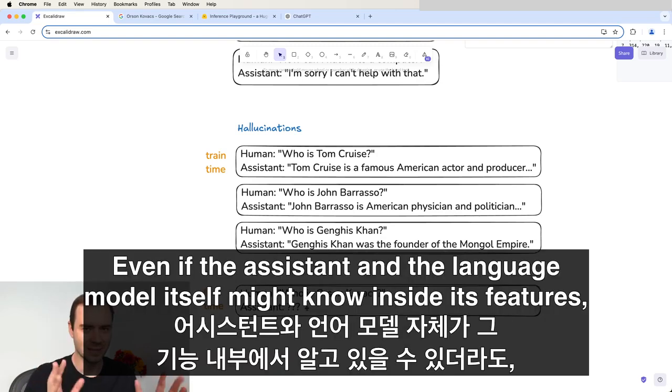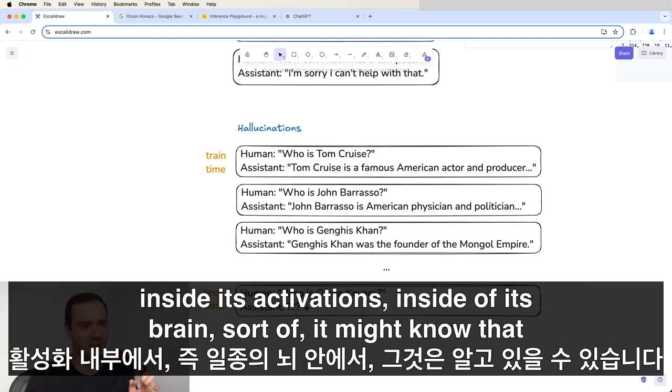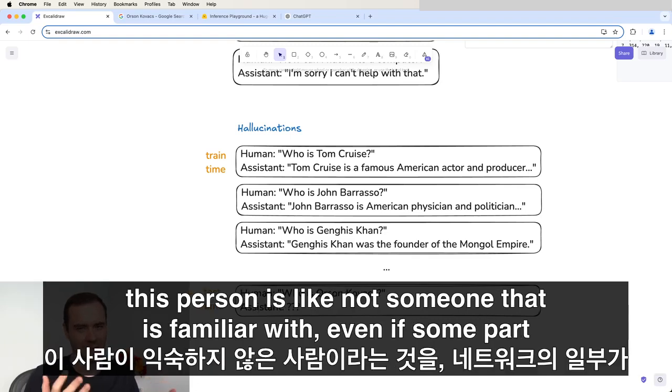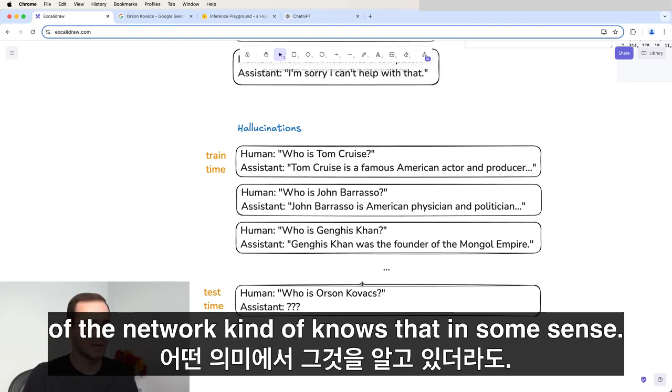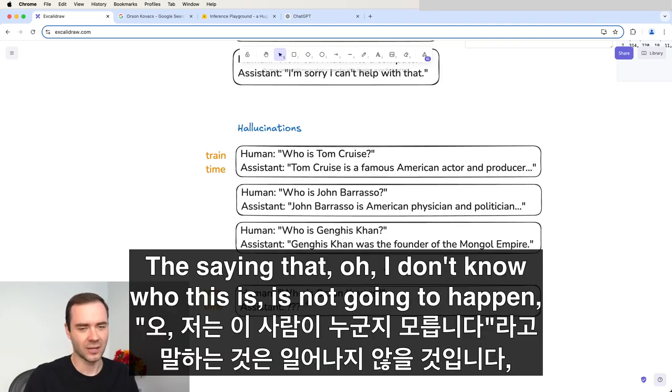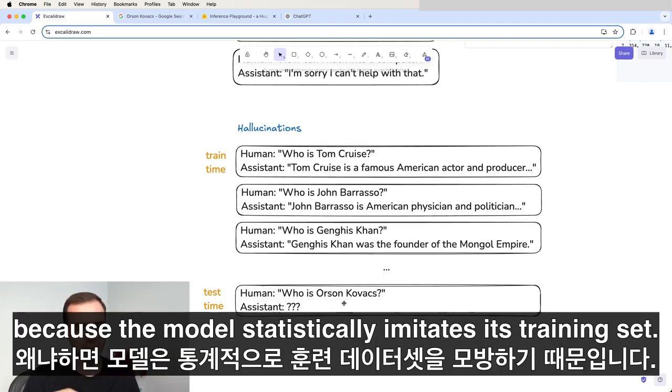Even if the language model itself might know inside its features, inside its activations, inside of its brain, that this person is not someone it's familiar with, even if some part of the network kind of knows that, saying "I don't know who this is" is not going to happen, because the model statistically imitates its training set.